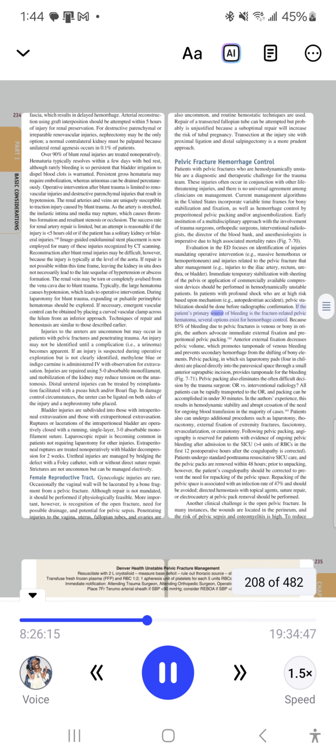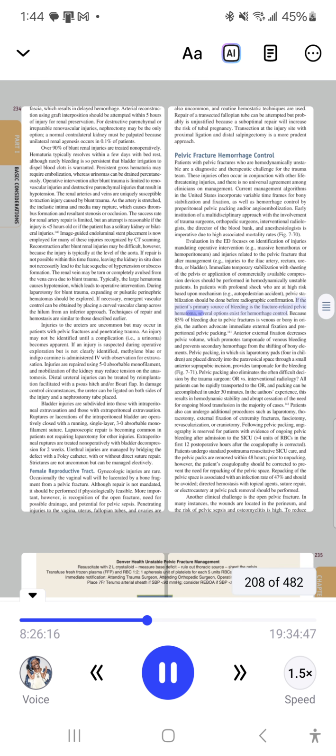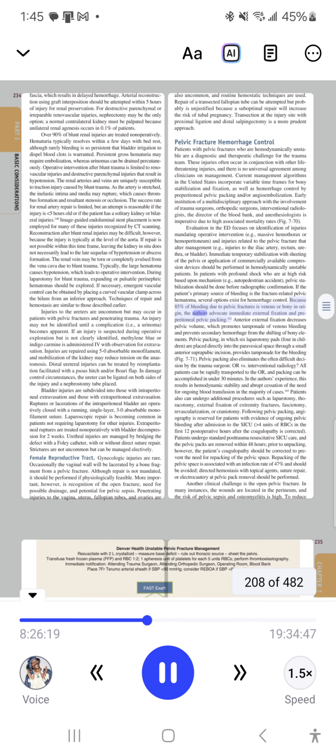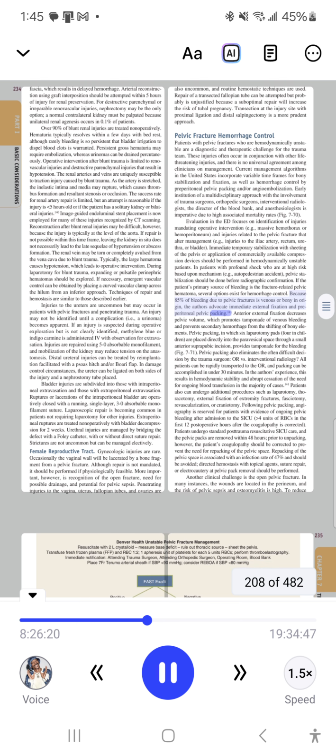If the patient's primary source of bleeding is the fracture-related pelvic hematoma, several options exist for hemorrhage control. Because 85% of bleeding due to pelvic fractures is venous or bony in origin, the authors advocate immediate external fixation and peritoneal pelvic packing. 141.